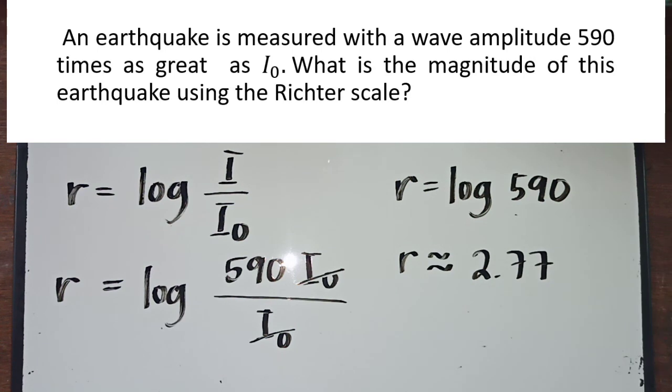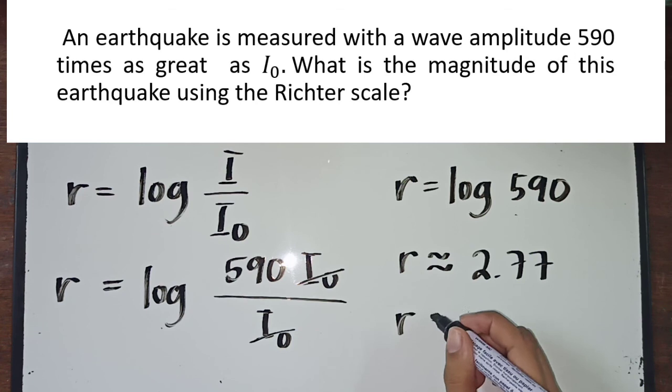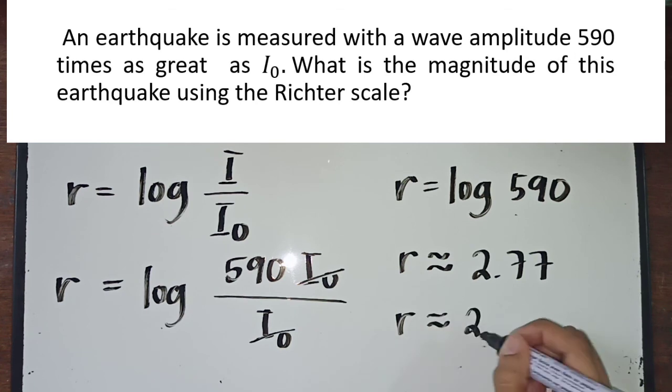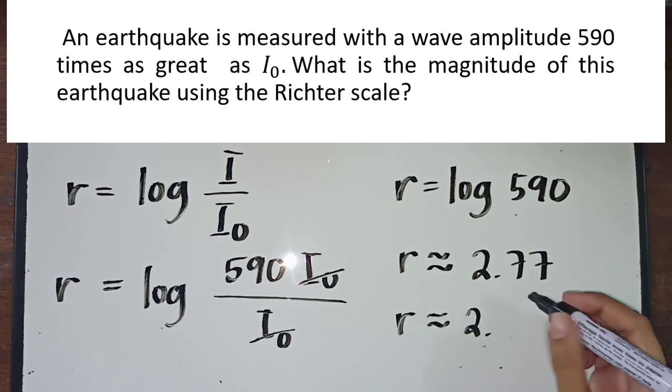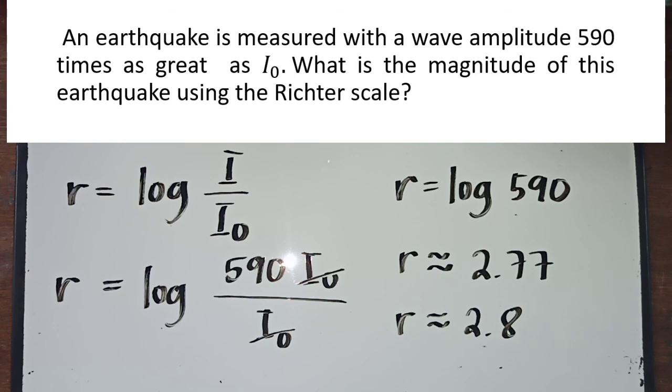And we're talking about the magnitude. This earthquake, 590 times as great as I sub 0, has a magnitude of 2.8. This means the earthquake that is 590 times as great as I sub 0 has magnitude 2.8.